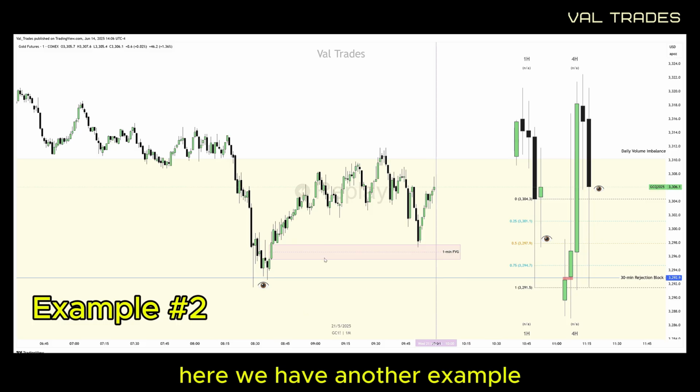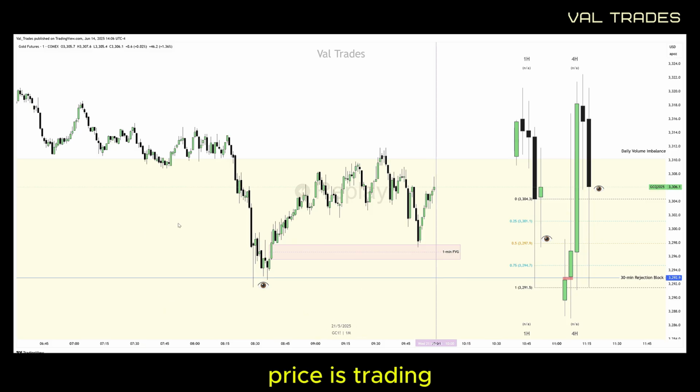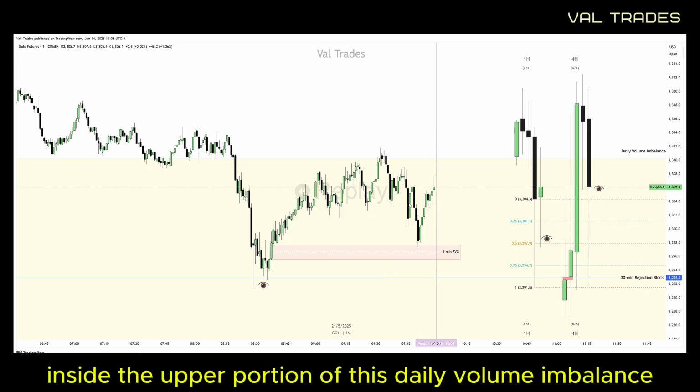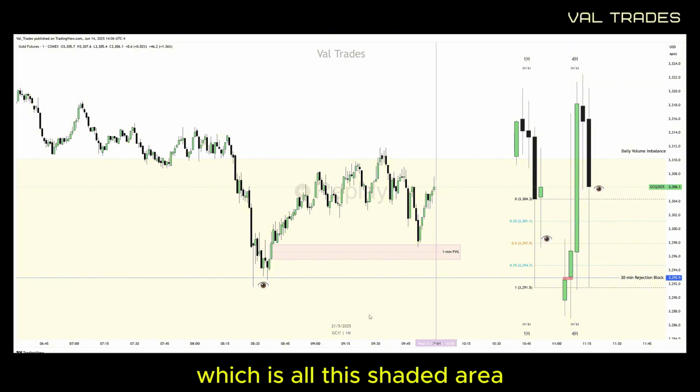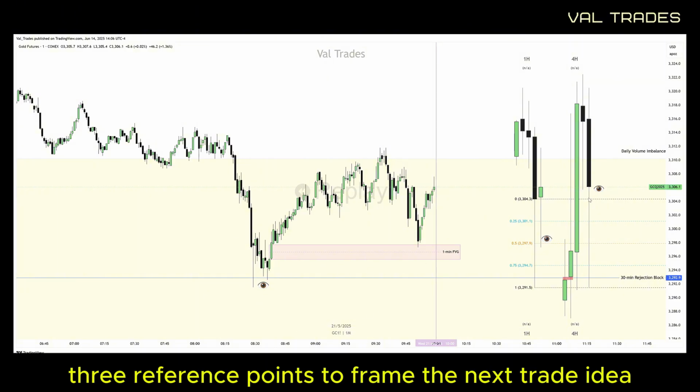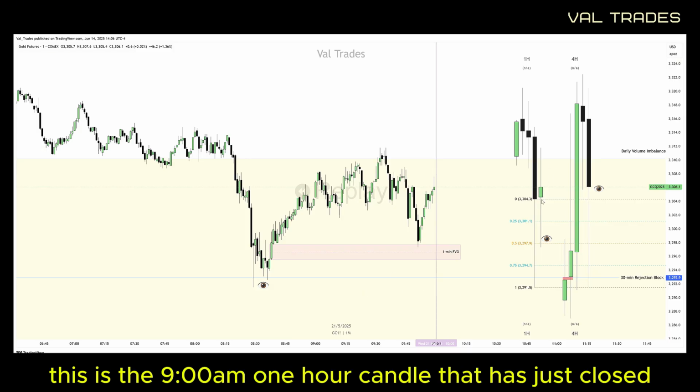Here we have another example. This is gold 1-minute chart. Price is trading inside the upper portion of this daily volume imbalance, which is all this shaded area. I've marked 3 reference points to frame the next trade idea. This is the 9 a.m. 1-hour candle that has just closed.